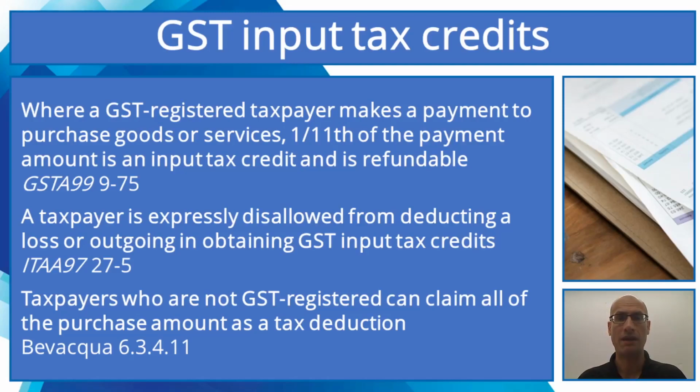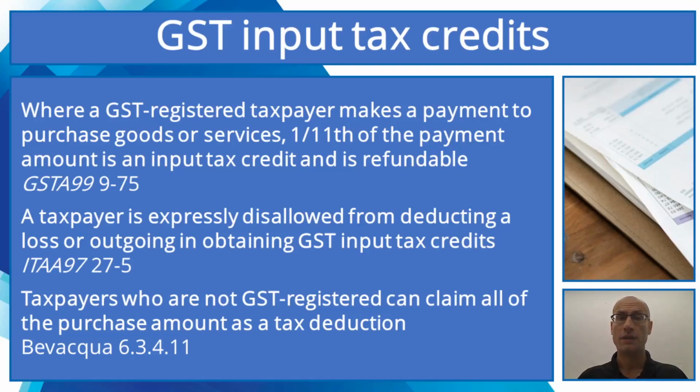And to make this abundantly clear, 27-5 expressly says that the amount that you expend in regards to input tax credits is not a deduction. It is basically going to pass through your system. It is an amount that you have to pay, but you're going to get it back at some later stage, or at least it'll reduce the amount of GST liability you'll have for a particular period.